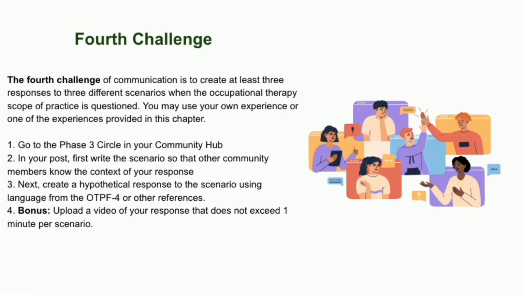So that brings us to the fourth challenge. The fourth challenge of communication is to create at least 3 responses to 3 different scenarios when the occupational therapy scope of practice is questioned. You may use your own experience, or you can use one of the experiences provided in this chapter. And then it gives you some directions of how to get there, which you should be very familiar with at this point. Remember that your hypothetical response should use language from the OTPF. That is our common language, and we should be using what we have available to us.